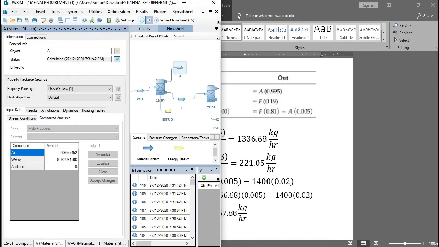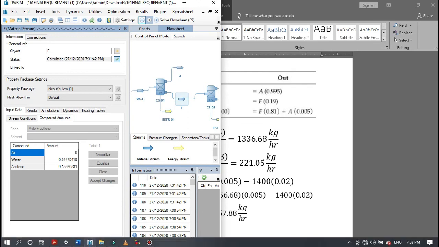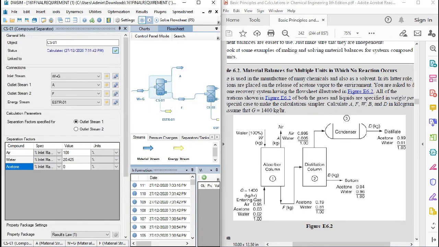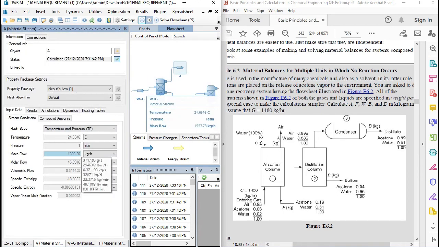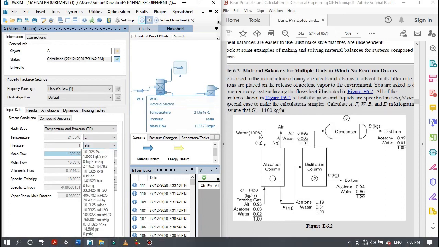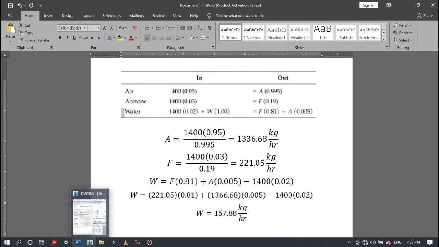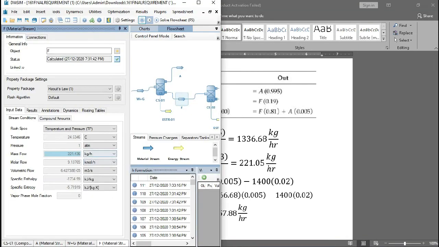You can see here for compound amounts of F, we've got a pretty close molar fraction. That's what is given in the book, like 81%, 84%, they are quite close for F. And the most important thing is that we have no air here. And for air, it's not 99% exactly, but it's pretty close. And we have our stream conditions, our mass flow, it's almost as exact as our calculated value. And let's check the mass flow rate for the X stream. We got 221. Yes, we have the correct answer.